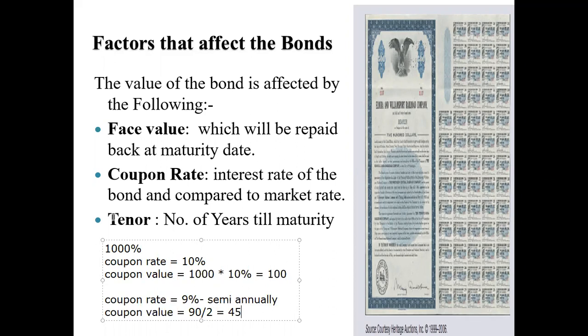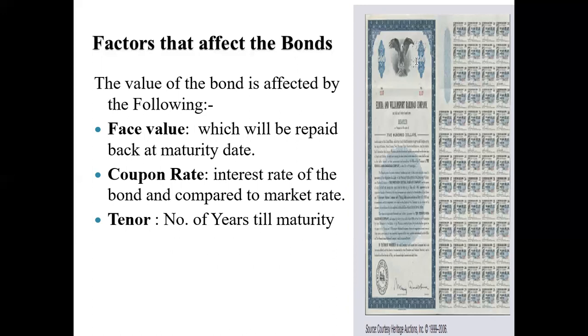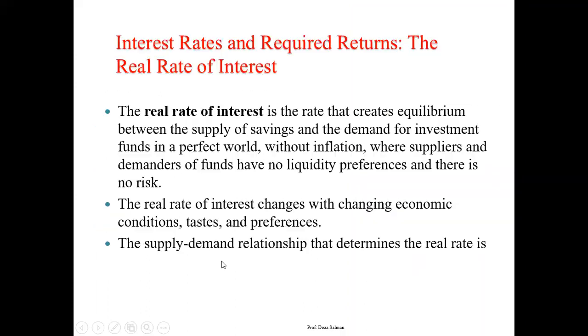And then we have what we call the tenure, the number of years till maturity. What will be the number of years? It can be in the contract, how many years? It's 10 years, 5 years, it depends on the contract, which is the debt instrument that we have. So we have 3 factors: the face value, the coupon rate, and the tenure. Let's go back and see what we have in the most important factors.